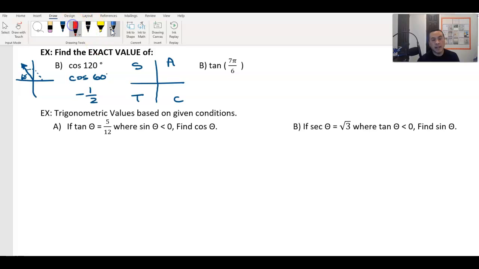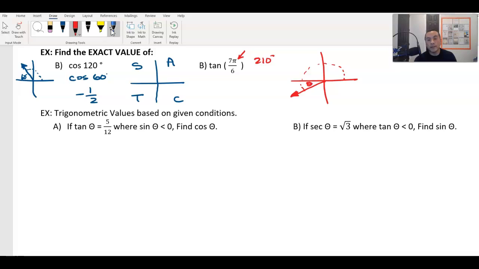What is the exact value of the tangent of 7 pi over 6? Well, you might want to change that to degrees first so you can get a better idea. So I would say 180 divided by 6 is 30, times 7 is 210. So this is actually 210 degrees. If you go 90, 180, 210, that would be right there.